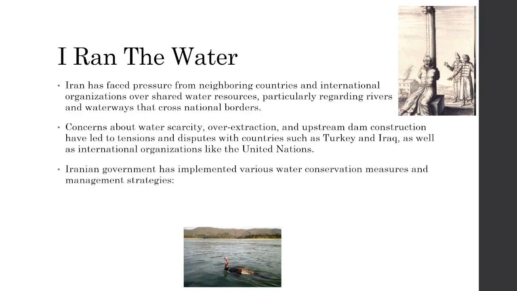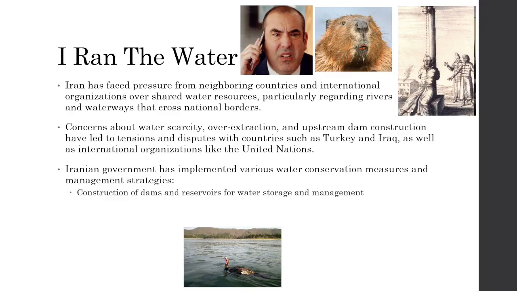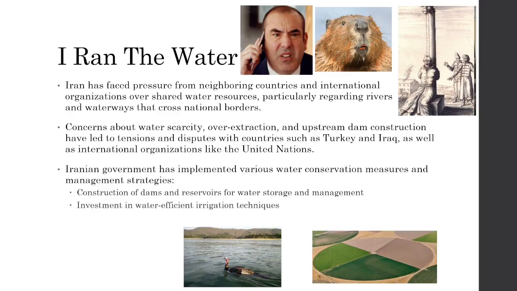The government, as a result, has implemented various water conservation measures and strategies, such as construction of dams for water storage, investment in water-efficient irrigation techniques, as well as public awareness campaigns to promote water conservation and sustainable water usage practices, such as for agricultural irrigation or water consumption from an individual basis.